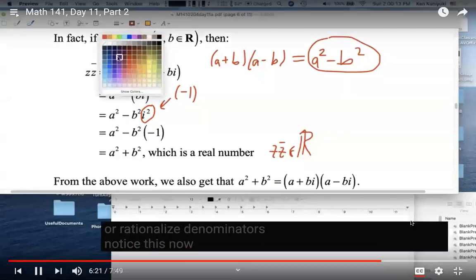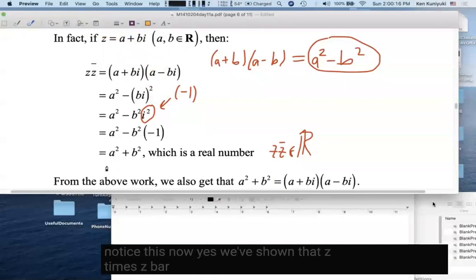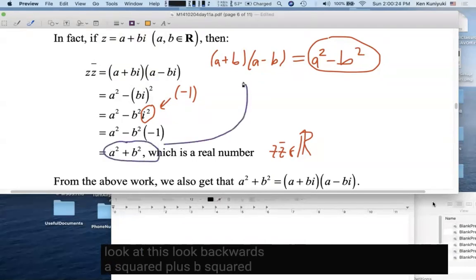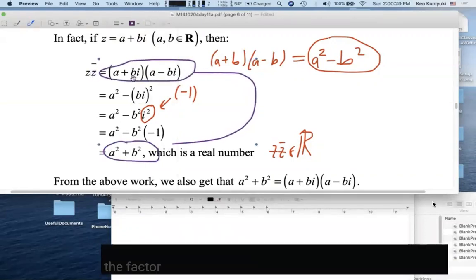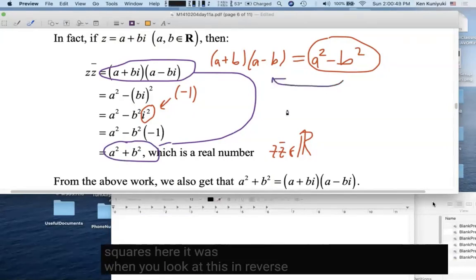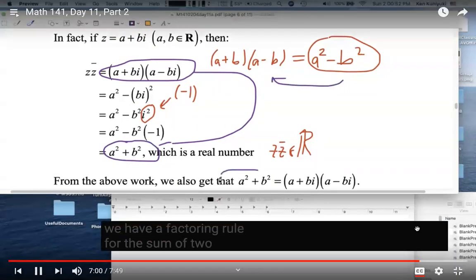So notice this now. Yes, we've shown that z times z-bar is a real value here, but look backwards. A squared plus b squared is equivalent to all this back here: the factor a plus bi times the factor a minus bi. This is factoring. So for the first time, we're able to get a factoring rule for the sum of two squares. We had a factoring rule for the difference of two squares. Here it was, when you look at this in reverse. But now we have a factoring rule for the sum of two squares.